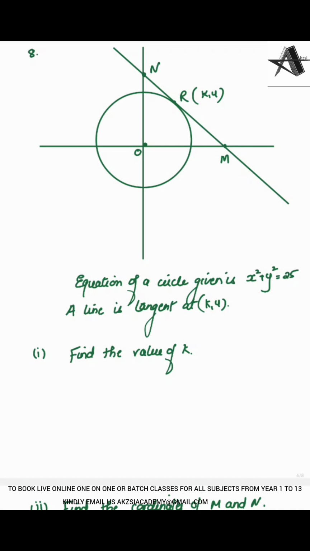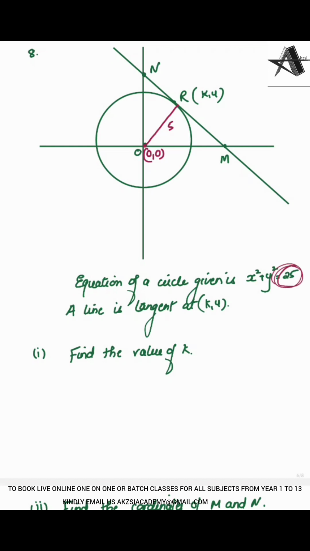Question number 8 says there is a circle given, a tangent given, and axes are given. The equation of the circle is x squared plus y squared equals 25. So the first thing I get to know is that the center is (0, 0) as well as the radius is 5. This radius is 5 units in length, because this is 25.